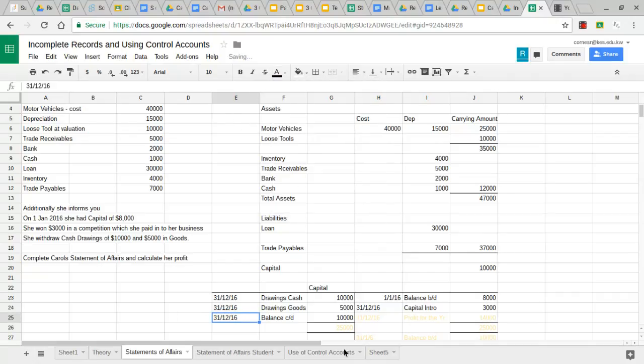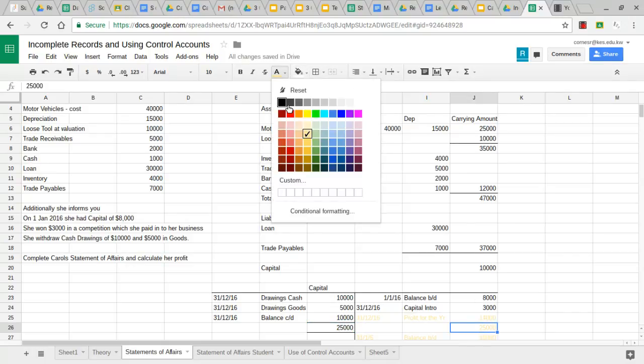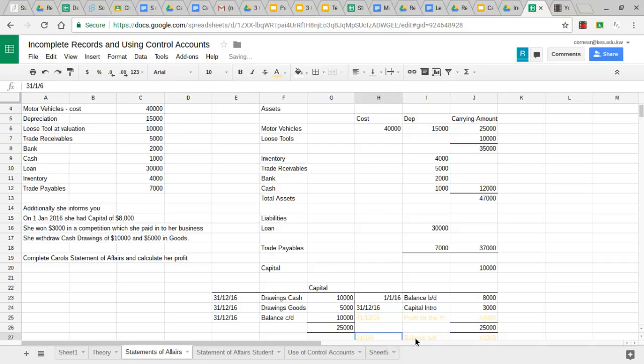So what I now know is that my debit side is bigger than my credit side. There's only 11,000 in there. So I know that both sides of my account have got to balance off at 25,000. I've put in the balance brought forward, just because it's a good thing to do.